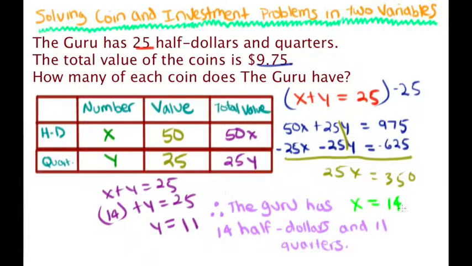14 times 50 is, 14 times 5 is 70, so 700 cents would be coming from the half dollars, and 11 times 25, so 4 quarters make $1. So 4 plus 4 is 8, so that's $2, plus 3, so $2.75. 700 cents is $7, plus 2.75 is 9.75. So it's correct. Put a check mark. And let's move on to our investment problem.